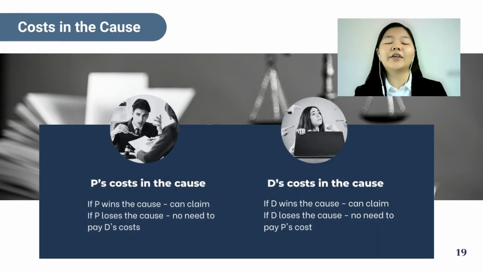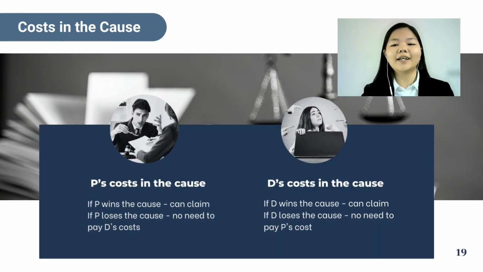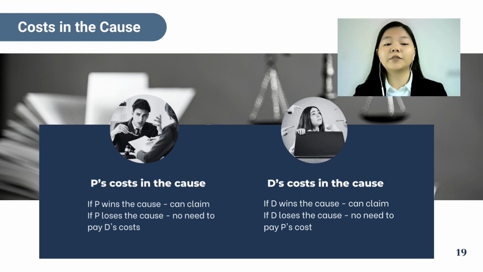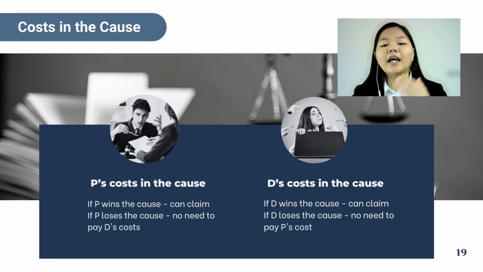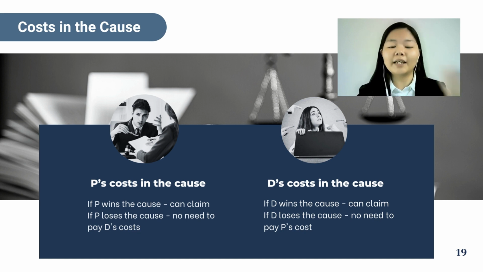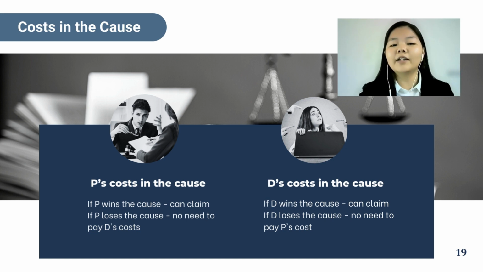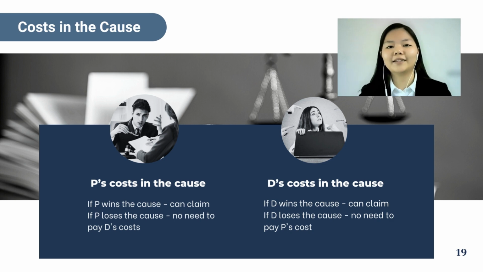The court may give the order in the way of plaintiff's costs in the cause or defendant's costs in the cause. So for plaintiff's costs in the cause, it means that if the plaintiff wins the case, he will get the interlocutory costs. But if the plaintiff loses the case, he does not have to pay the defendant's costs. The same goes for defendant's costs in the cause. So if the defendant wins the case, the defendant can get the interlocutory costs. But if the defendant loses the case, the defendant need not pay the plaintiff's costs.